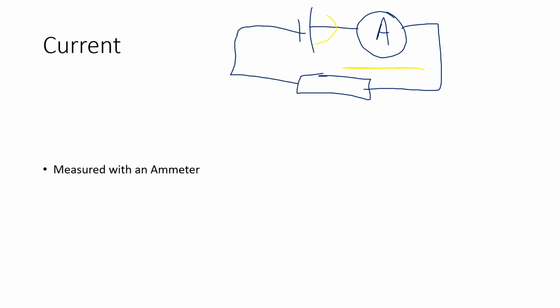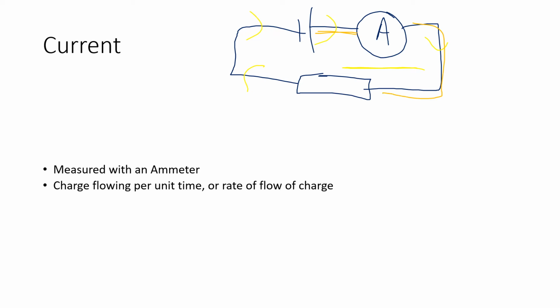The analogy is to the flow of water in a river. You can imagine measuring how many cubic meters of water go past a point in a set amount of time. Well, that's what an ammeter is doing. It's not literally counting them, it's counting their effect, but it is measuring how much charge is flowing per unit time. It's measuring the rate of flow of charge. So the ammeter has to be in the circuit, has to be part of the circuit, so that that charge actually flows through it.